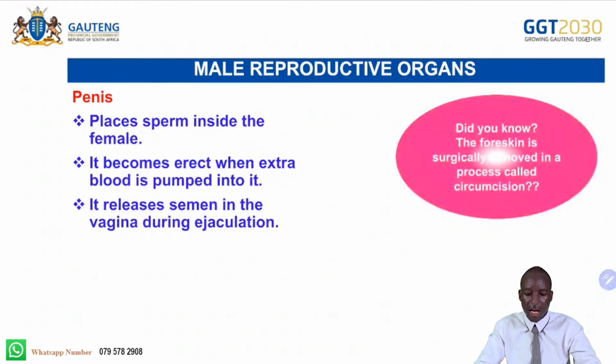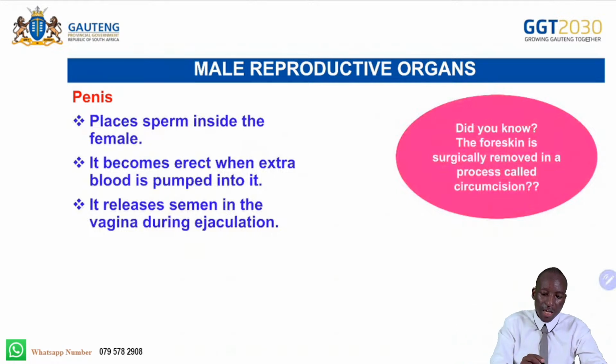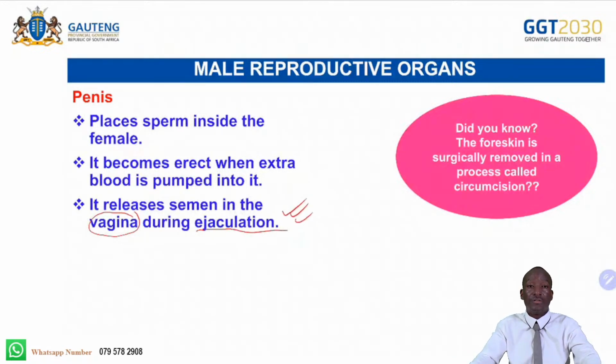So that's the penis. In this case, we've got this organ, which plays a very important role. What it does is to pass over the sperm to the female, through the vagina. The moment the sperm is released by the penis into the vagina, that is called ejaculation. So that's the role that the penis plays.